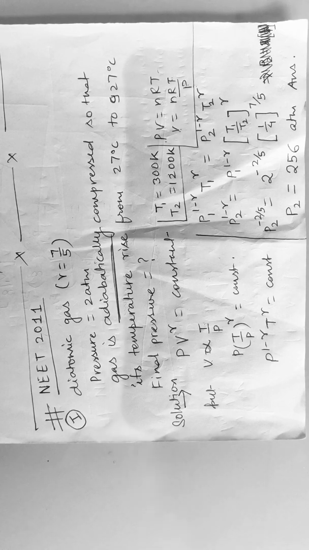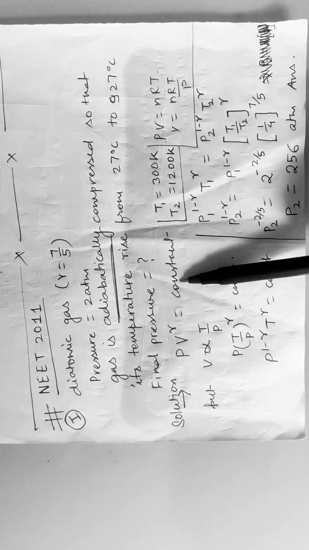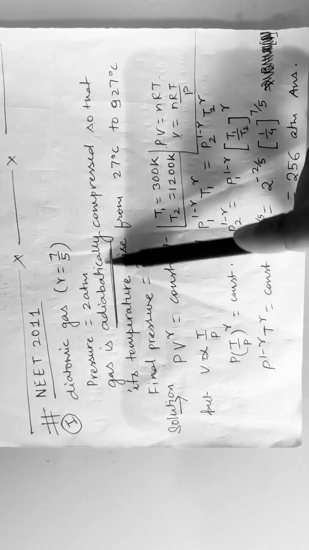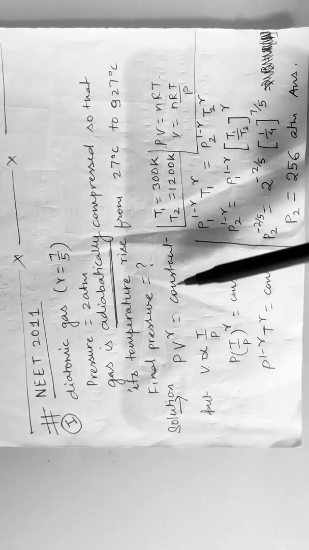Pressure is 2 atm, it is given. The gas is adiabatically compressed so that its temperature rises from 27 degrees Celsius to 927 degrees Celsius. Find the final pressure. Now dear student, in this question volume is not mentioned. What is mentioned? Pressure and temperature. So let us try to understand. PV raised to the power gamma is equal to constant for an adiabatic process. Because adiabatic is mentioned, we have to take the adiabatic process equation.